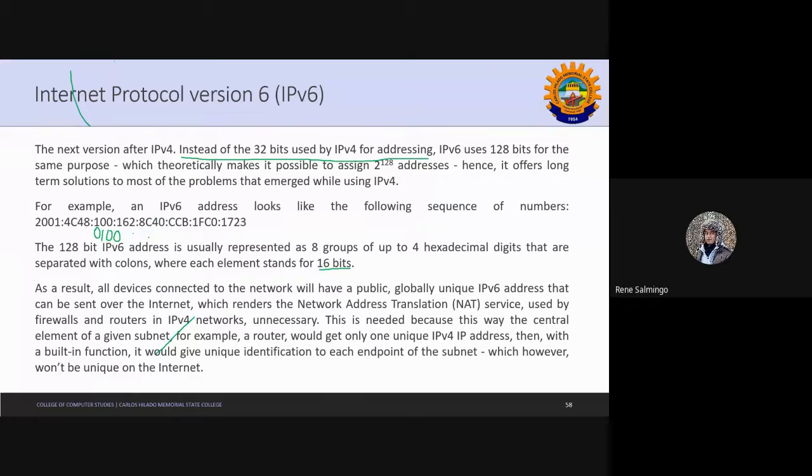After 0 to 9, what is the next value for hexadecimal? Hexadecimal is from 0 to F. Have you discussed hexadecimal? When you count from 0 to 9, after 9 you don't have 10, but you have A. A is 10 in hexadecimal, then it goes up to F.